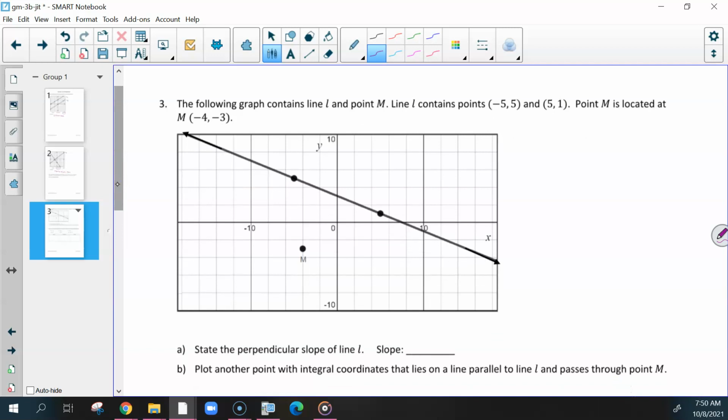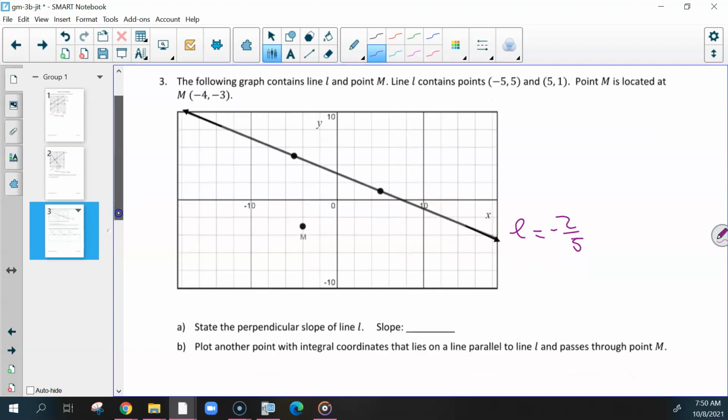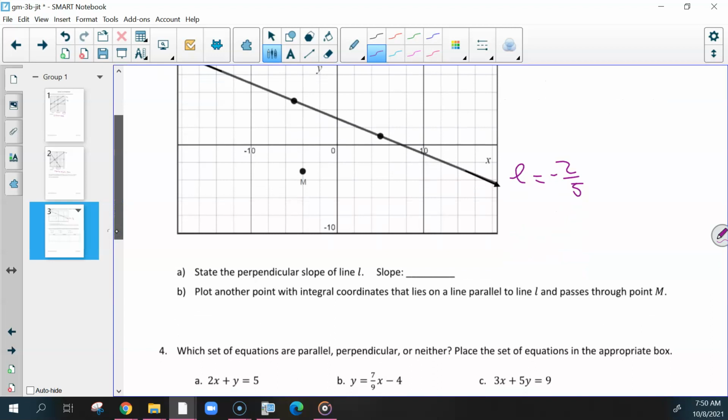So for this one, this was like multiple parts. It told you what these points were. It asked to find the perpendicular slope of line L. The slope of line L was -2/5. So the perpendicular slope would have been 5/2. And then it said plot another point that would be parallel to line L.